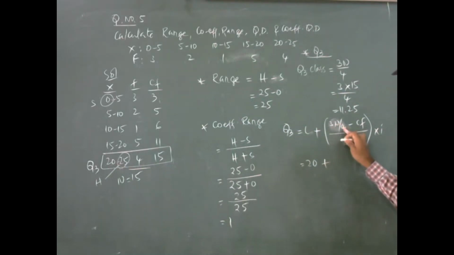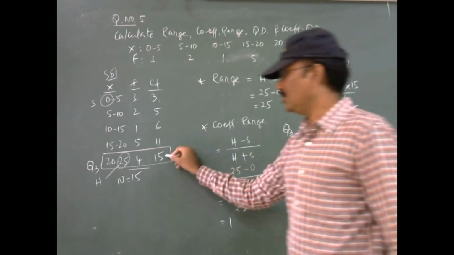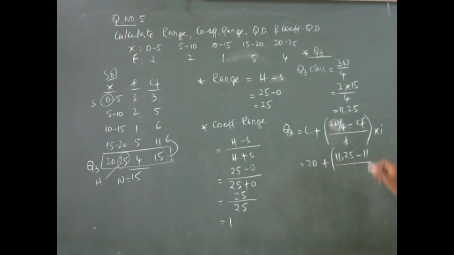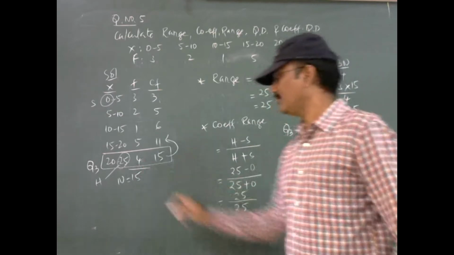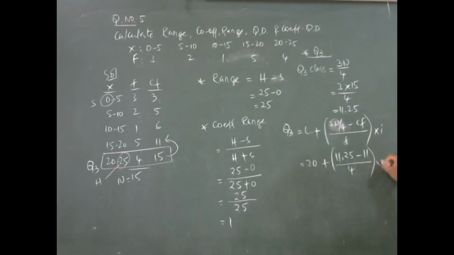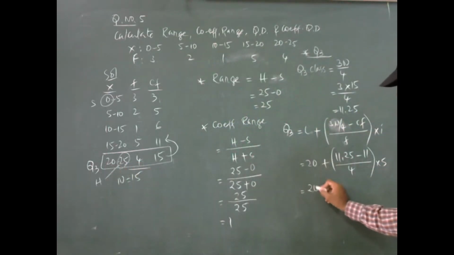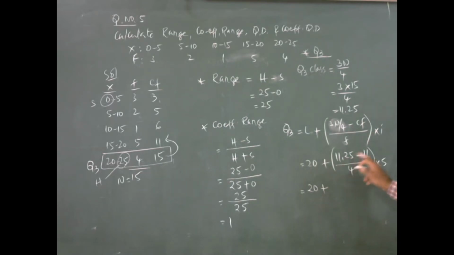Plus 3 into n by 4, which is already computed, 11.25, minus the preceding CF, the cumulative frequency preceding the Q3 class, which is 11, divided by the simple frequency, which is 4, into I. How much is I? The difference between 20 and 25 is 5. So 20 plus 11.25 minus 11 divided by 4 into 5. You simplify this and we will get the answer.